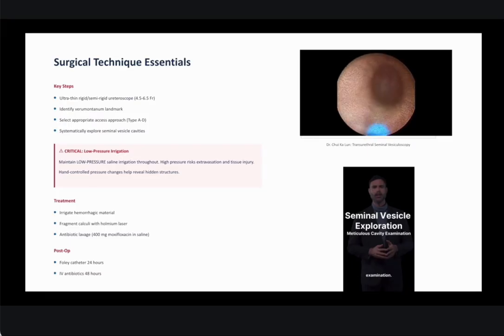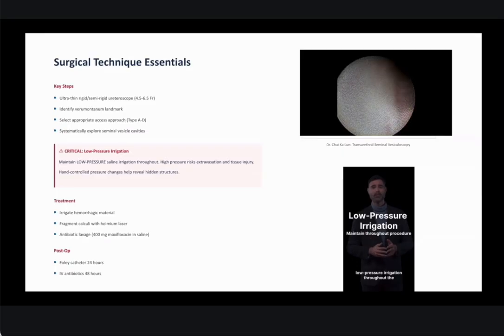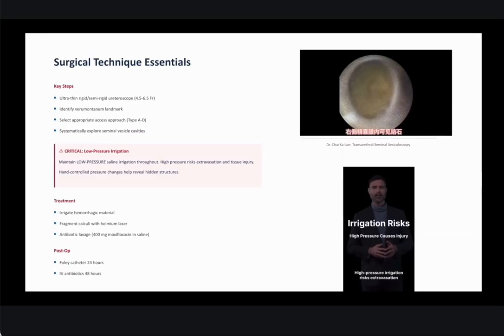Here's the most critical principle, and I cannot emphasize this enough. We must maintain low-pressure irrigation throughout the entire procedure. High-pressure irrigation risks extravasation and tissue injury. Hand-controlled pressure changes actually help us reveal hidden structures.